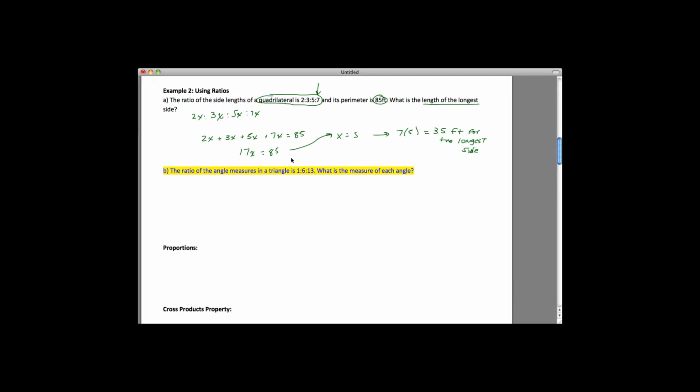Okay? I want you to try this one in yellow here. Remember, we're talking about the angles, but we know what the measures of all the angles of a triangle are supposed to be equal to. Okay? So don't forget that.